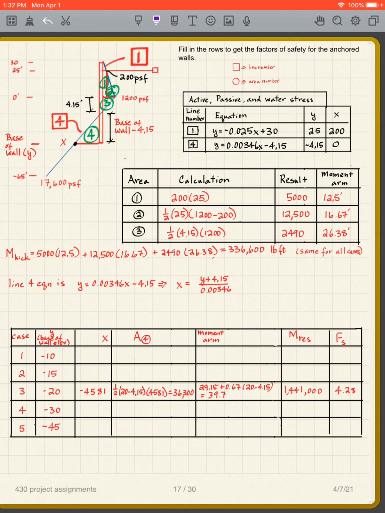Each different depth, you're going to have a different one. Those are other y's to put in there. I solve for x in this equation. So in this particular case, I take the negative 20, I put that value of y right there, I solve for x, and I get my value of x. That gives me the base, which is 4581.